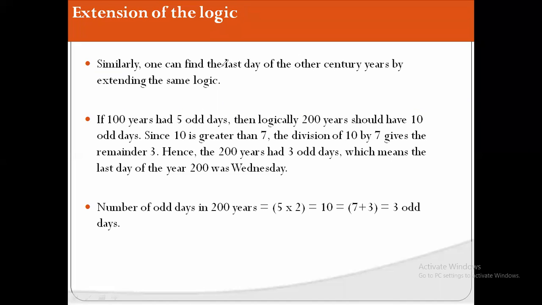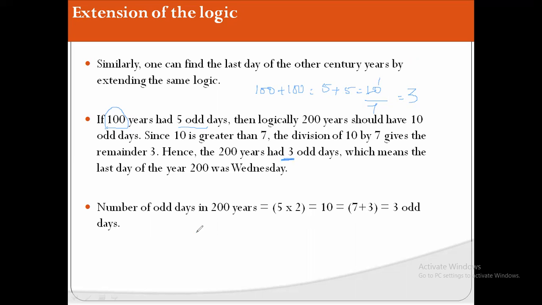Similarly, one can find the last day of other century years by extending the same logic. From this logic, we have calculated that 100 years has 5 odd days. If we want to know 200 years, we write 100 plus 100, so 5 odd days plus 5 odd days, total odd days 10. Dividing by 7, the remainder is 3. So the ending day of 200 years will be 3, which means Wednesday.